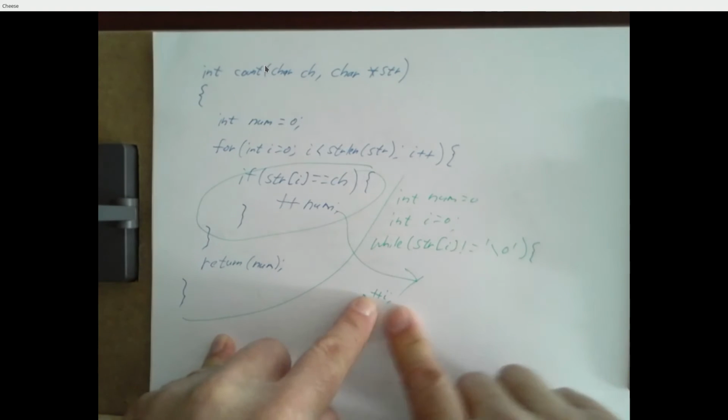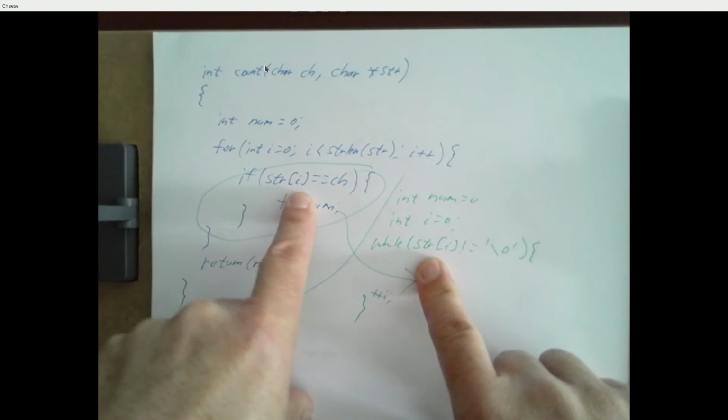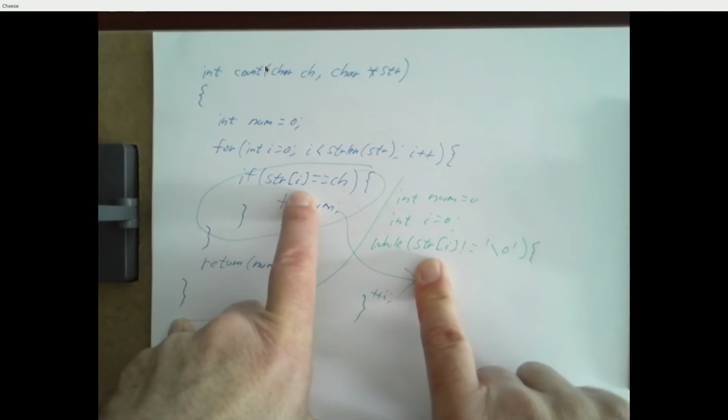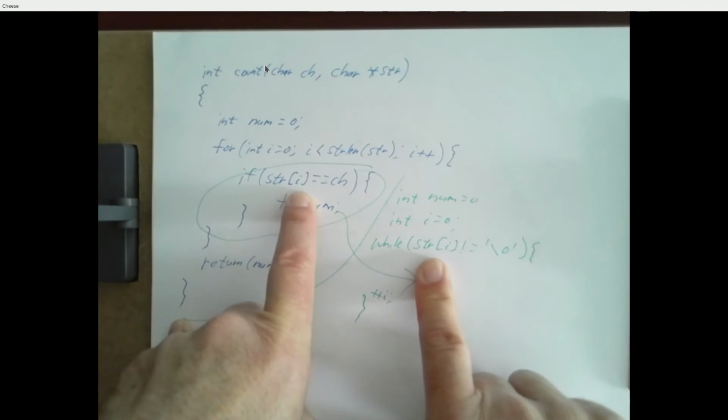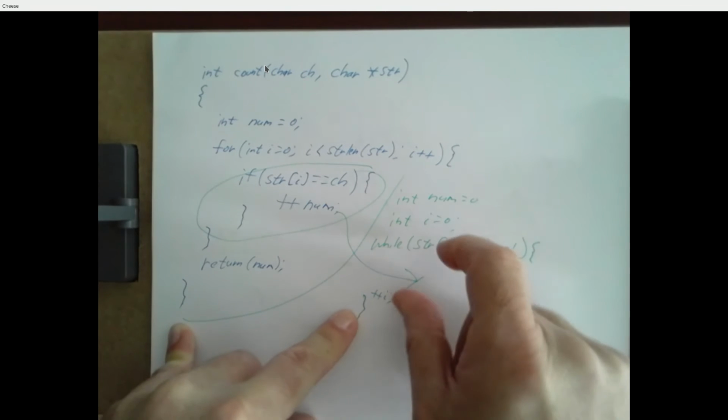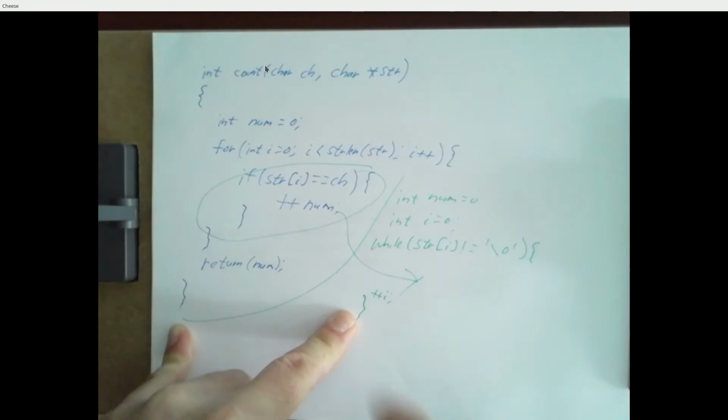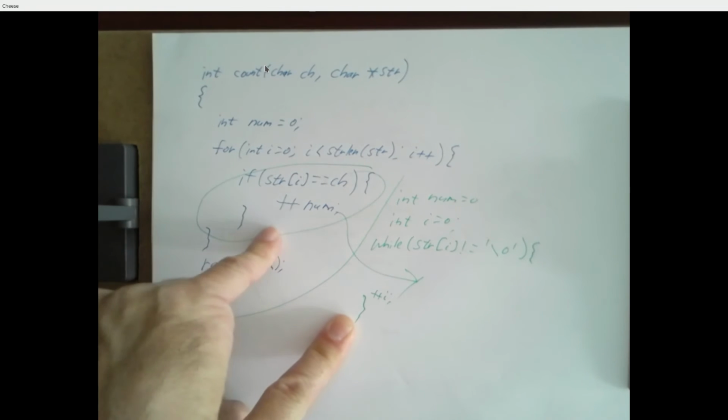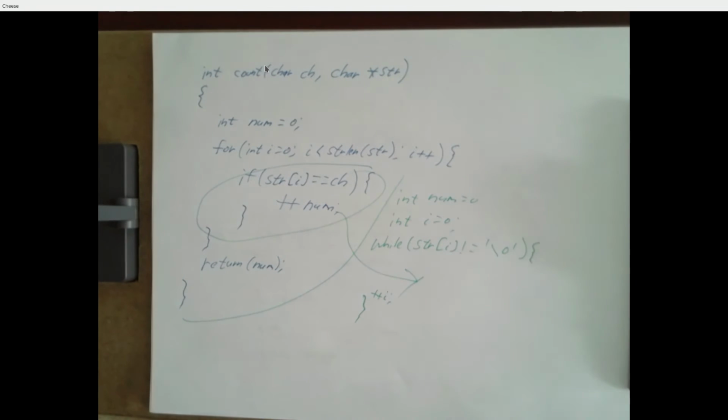If you increment i at the top of this while loop before you check str[i], you're skipping over the first character, right? So make sure that you're building this while loop like a for loop, where you're doing the movement to the next character after you've already dealt with the current character.